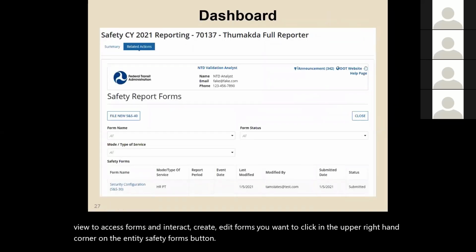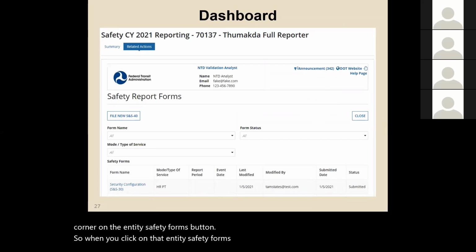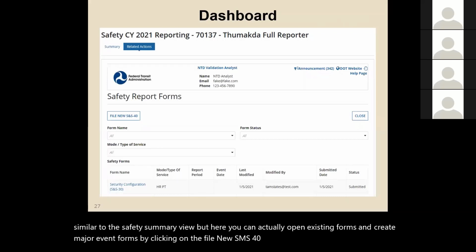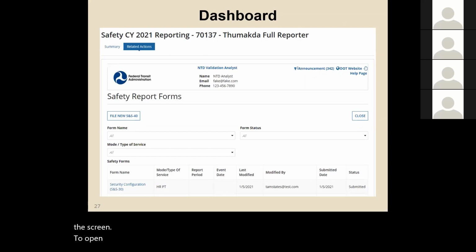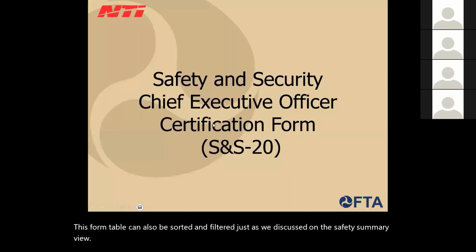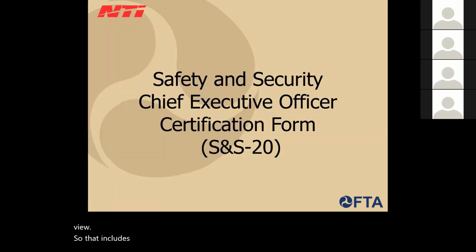When you click on that NTD Safety Forms button, the dashboard is displayed. It looks similar to the Safety Summary View, but here you can actually open existing forms and create major event forms by clicking on the File New SNS 40 button located on the left-hand side of the screen. To open an existing form, click on the blue form name link in the first column. This form table can also be sorted and filtered, just as we discussed on the Safety Summary View. So that includes accessing and navigating around the system.